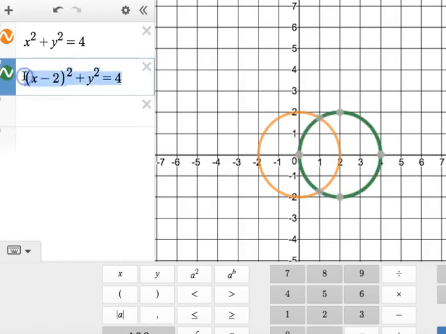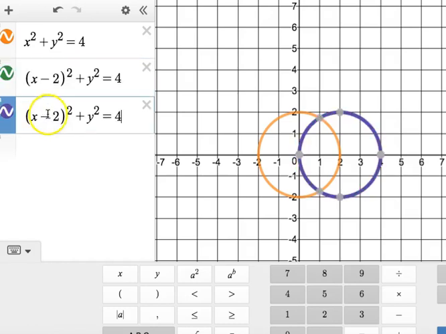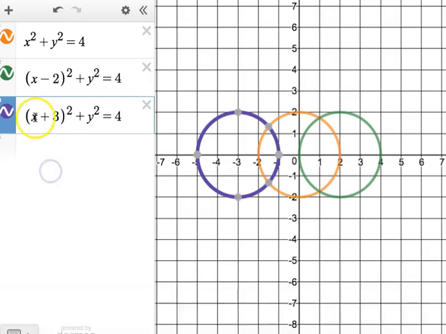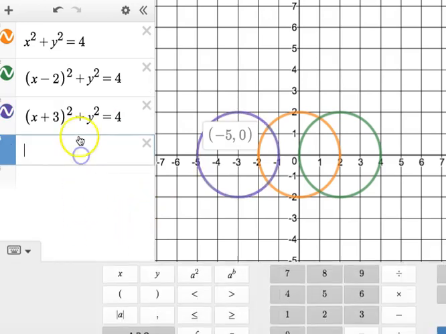I might take that one again and I might shift it, let's say, 3 units to the left. So I would put x plus 3 squared plus, I haven't shifted it up and down, plus y squared is 4. So this still is a circle with radius 2, okay, but it's been shifted 3 units to the left from the origin.